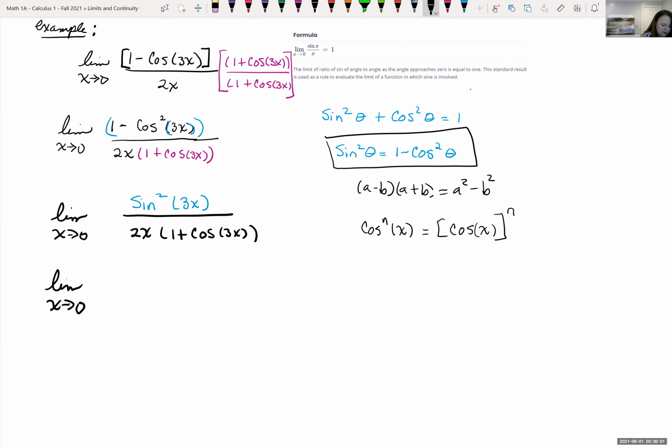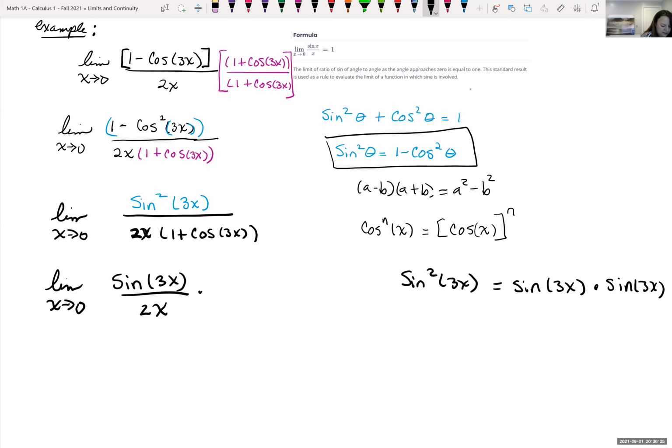So how about, remember I just said, the sine squared of 3x, another way to write this is, how about just sine of 3x times sine of 3x? So I have sine of 3x all over, let's put it over this 2x, times, I need another sine of 3x, all over 1 plus cosine of 3x.